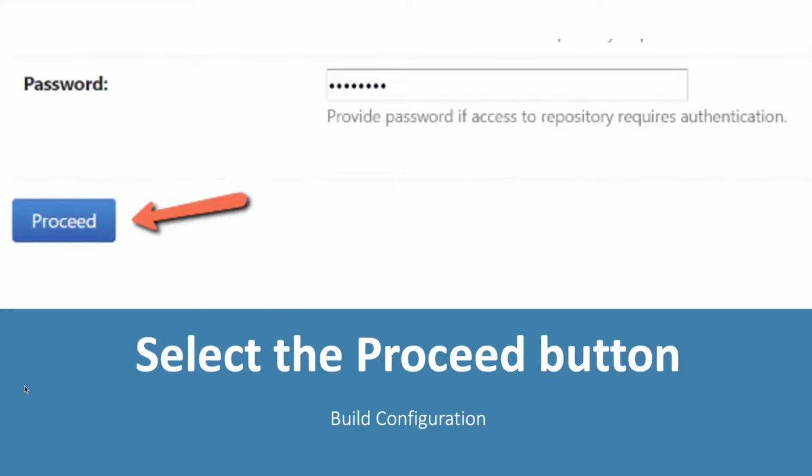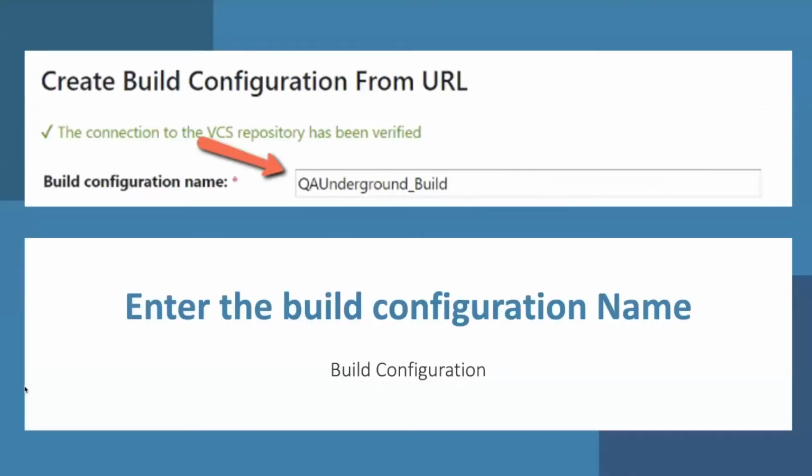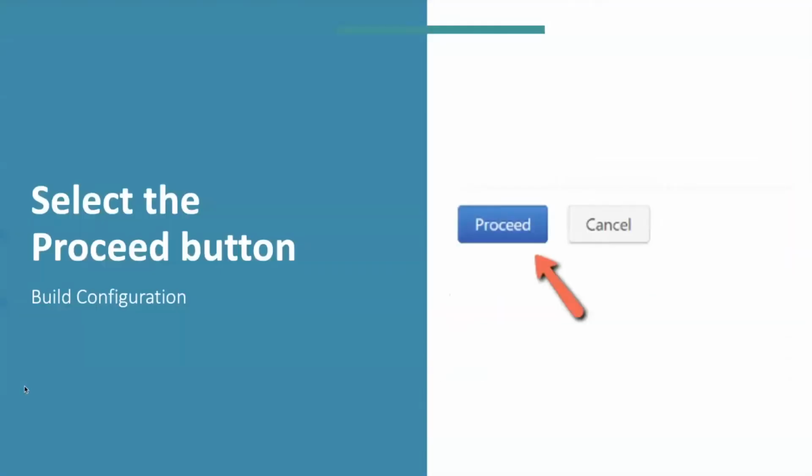And once that proceed button has been selected, it's actually going to validate that it can access the repository URL. So we should get a message that says the connection to the VCS repository has been verified. That just means that the URL and the credentials that you provided are correct. Next, we will add our build configuration name. So this is the name of the configuration that'll show up in TeamCity underneath the project that we've entered. For this scenario, I'm going to enter QA Underground _ build. Next, we will hit the proceed button.